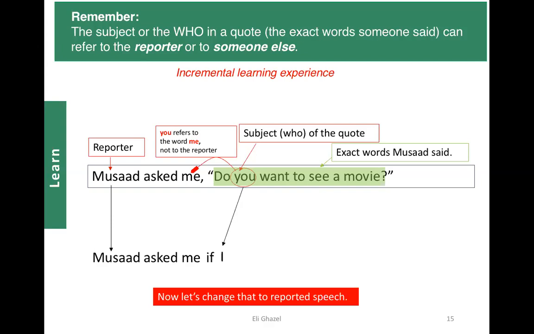The you has been changed to I. Want has been changed to wanted. To see a movie is the same. And what we have here is indirect speech using if or whether. Musad asked me if I wanted to see a movie.